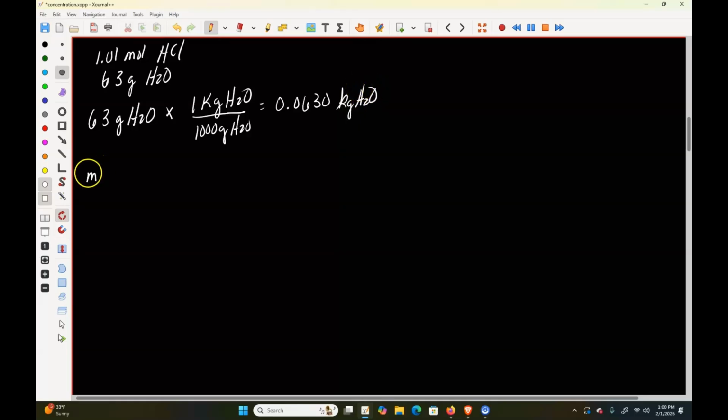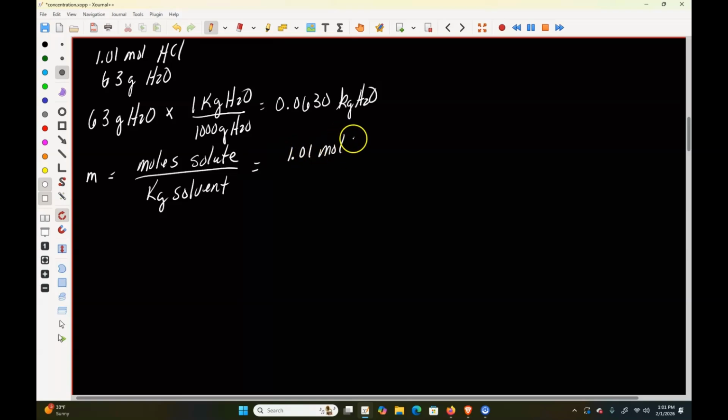So the molality, with a small m, is equal to moles of solute per kilogram of solvent. So this will equal 1.01 moles HCl over 0.0630 kilograms of water, which will give us 16.0 molal HCl.